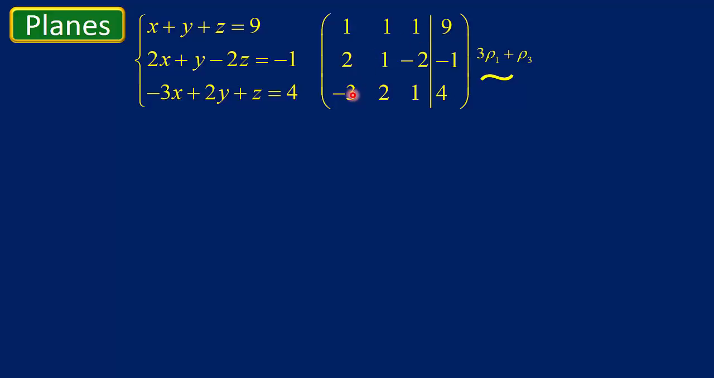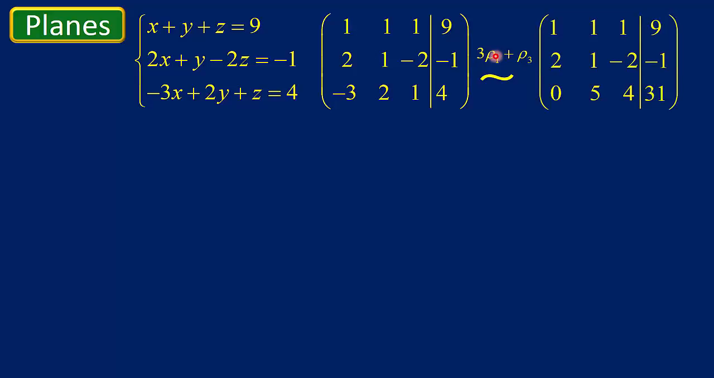Okay, so I think as you see the process, you'll understand what our goal is. First thing I want to do is get a 0 here. So I'm going to multiply row 1 by 3 and add to row 3. See, like this. And there's what I get. Now let's take a minute and dig into what's happened. 3 times 1 is 3. Add it to negative 3, I get a 0. Good. 3 times 1 is 3. Add it to 2 and I get a 5. 3 times 1, add it to 1, I get a 4. And finally, 3 times 9 is 27. Add it to 4 and I get a 31.